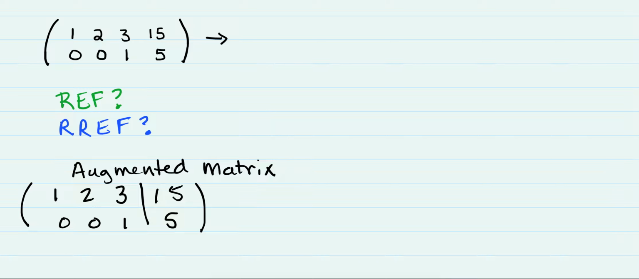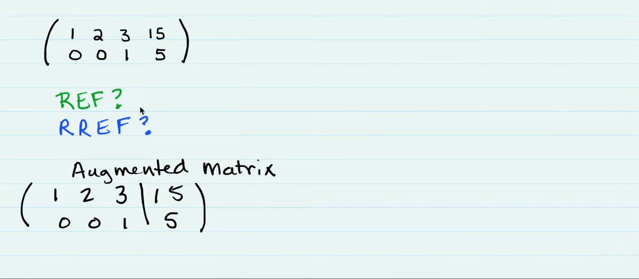So last time we learned the definitions of row echelon form and reduced row echelon form. In this video, we will learn a step-by-step method of putting a matrix into row echelon form and reduced row echelon form. So to start off, let's look at this matrix: 1, 2, 3, 15 and 0, 0, 1, 5. And I want to ask you, is this matrix in row echelon form? And is this matrix in reduced row echelon form?